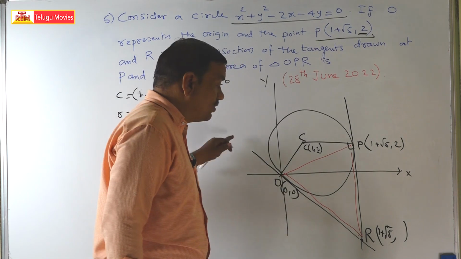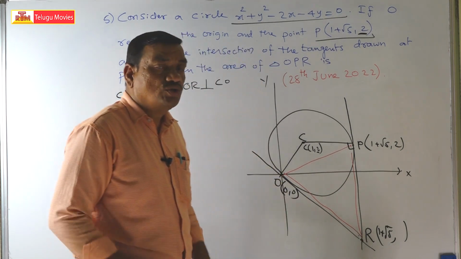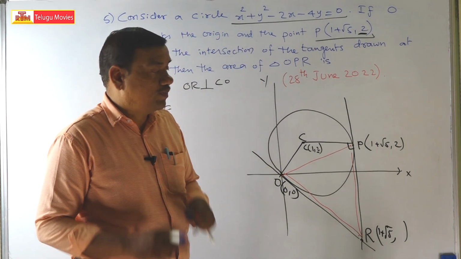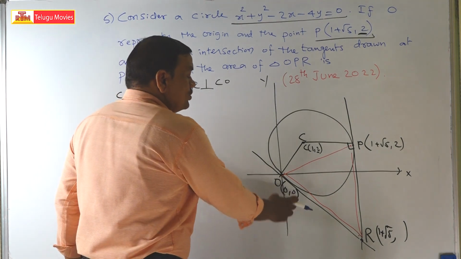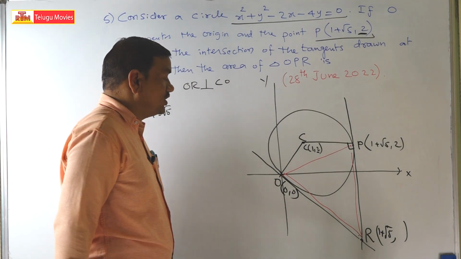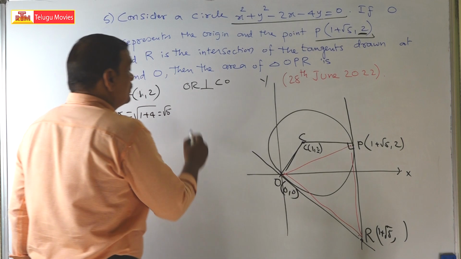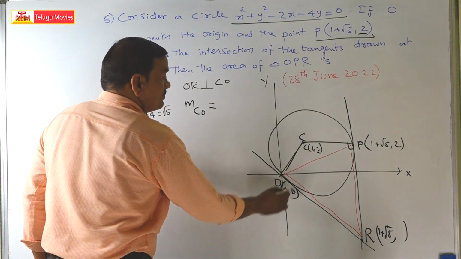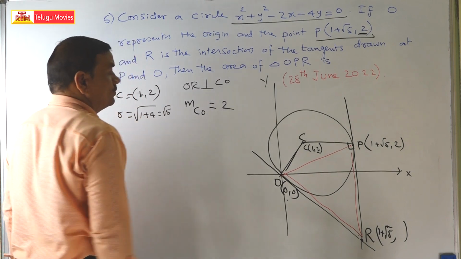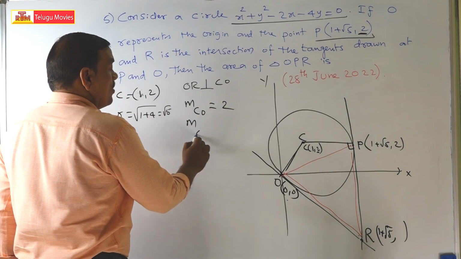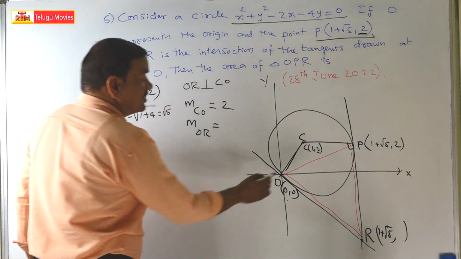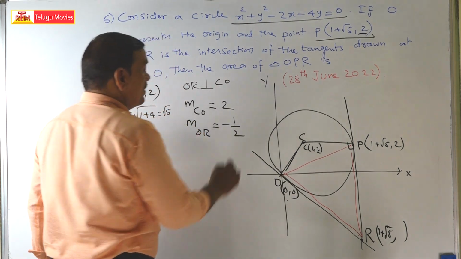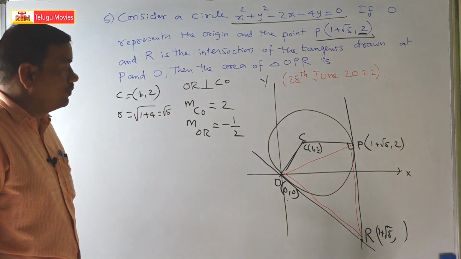If you want to find the equation of the line OR, you should know a point and a slope. The point you know, 0, 0, then you have to find the slope. What is the slope of CO? That is y2 minus y1 by x2 minus x1, which is 2. What is the slope of OR? Definitely, since it is perpendicular, minus 1 by 2, the perpendicular slope.